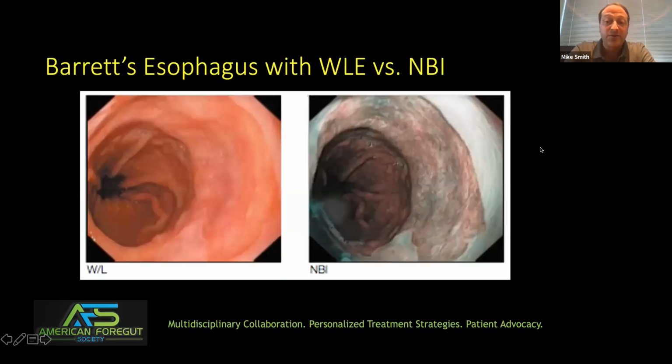And here's an image that I'm sure many of us on the webinar tonight are used to seeing: Barrett's esophagus with the high definition white light endoscope on the left and narrowband imaging on the right. You can see that the same area, the same tongue of Barrett's extending up along the right side of the esophagus, is visible under both types of light. It's just that narrowing the wavelengths utilized in the NBI image increases the contrast and really demonstrates a nice demarcation between the intestinal metaplasia and the normal squamous epithelium.